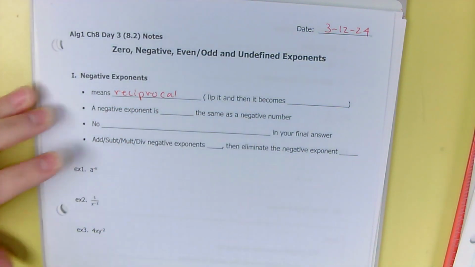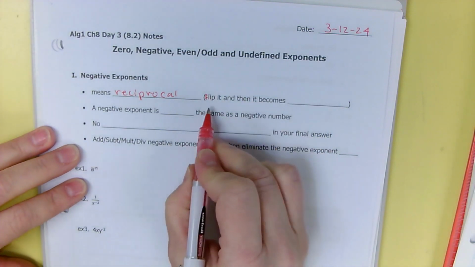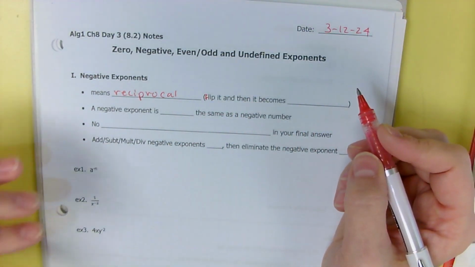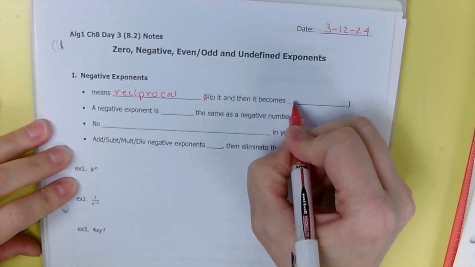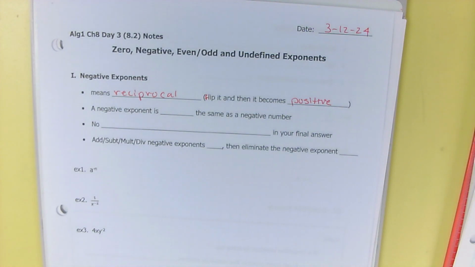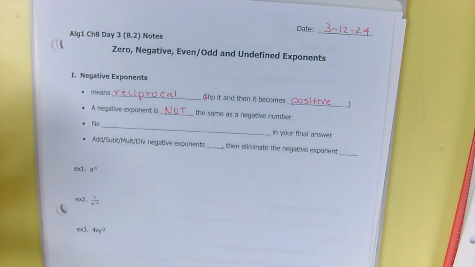reciprocal. And the F of flip dropped out, so you have to put the F's in there. Flip the number, and then after you flip the number, that negative exponent becomes positive. So it's only negative until you flip the number, and then it goes to positive. A negative exponent is not the same as a negative number. Those two things are completely different.